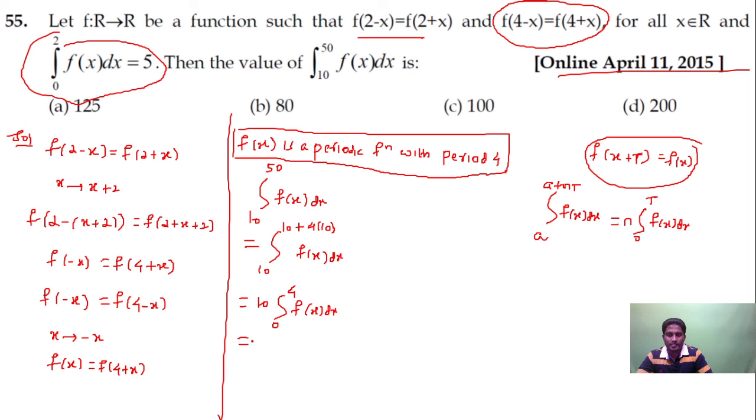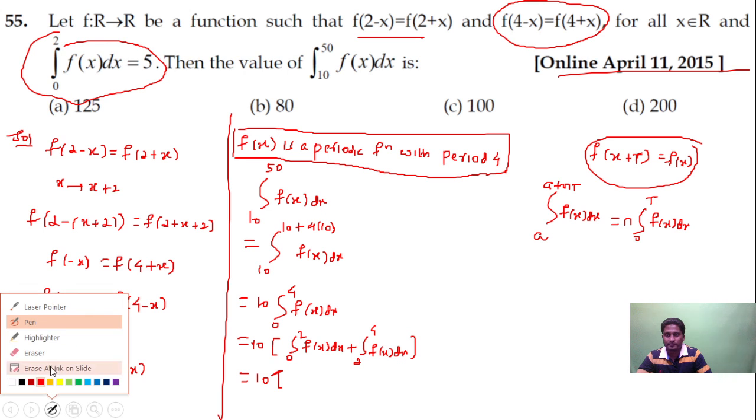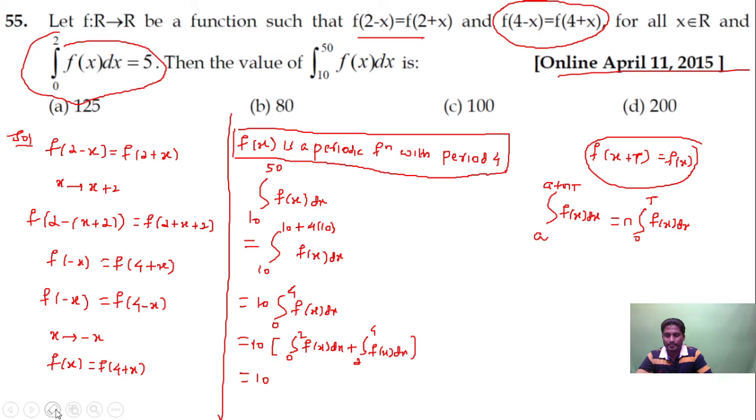Now follow carefully. 10 times the integral from 0 to 4 can be written as 10 times the integral from 0 to 2 of f of x dx plus the integral from 2 to 4 of f of x dx. Now how will I proceed further? The integral from 0 to 2 of f of x dx is already given in the question, that is 5.